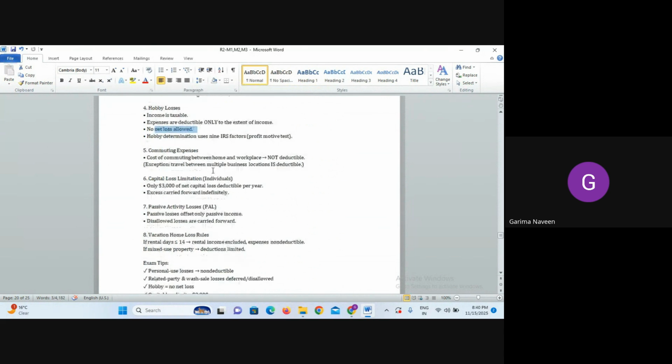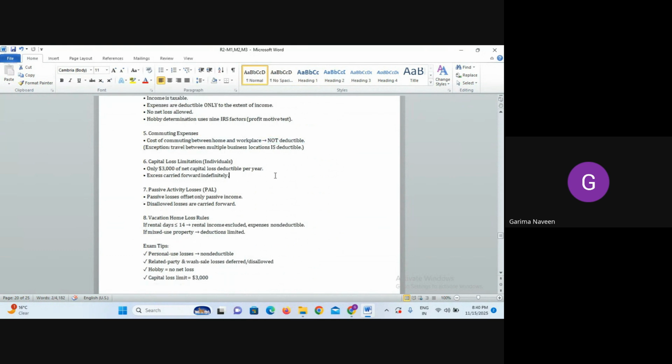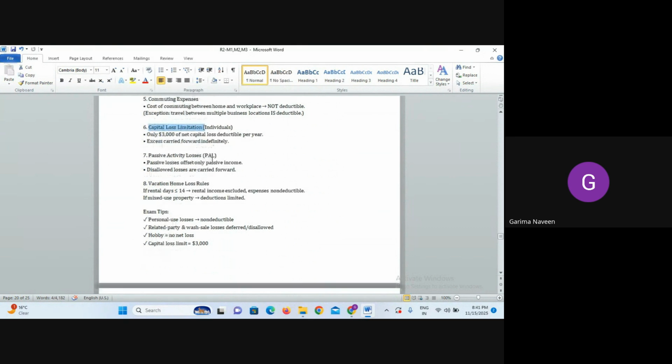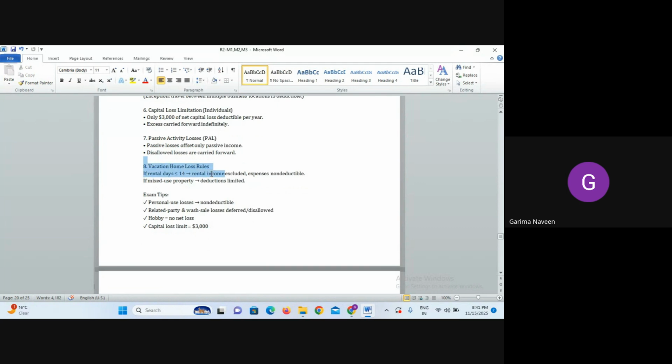Commuting expenses: if you are commuting between home and workplace, like traveling from your home to workplace, then this expense is not allowed. Capital loss limitation, already discussed. Passive activity losses: if you have some passive activity losses, then these losses can be deducted only up to the amount of your passive income. Vacation home loss rule, we already discussed it.